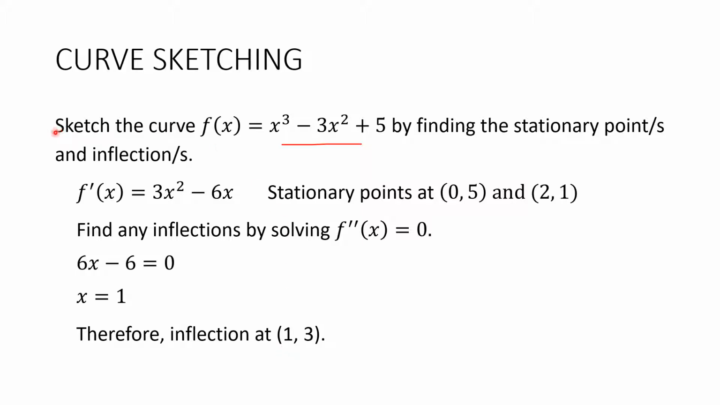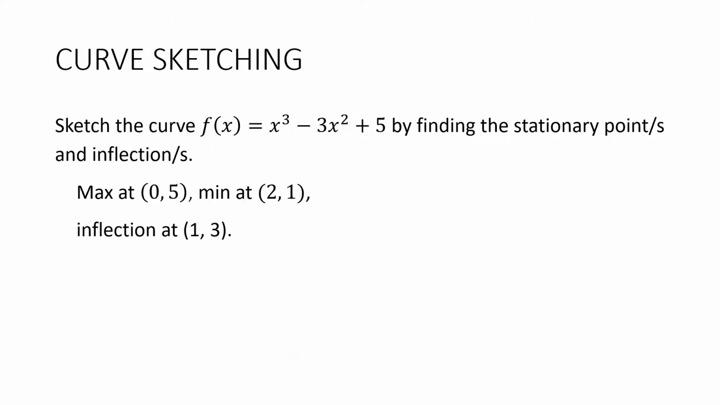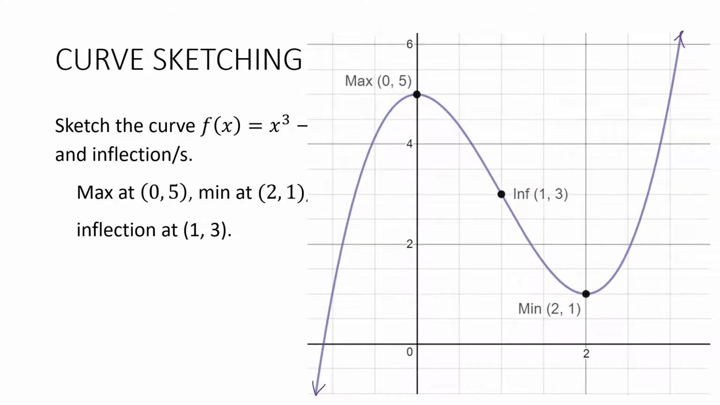Now we have to finish this off and sketch the curve. So there's our information. Here's our curve here. So you can see that we have our maximum at (0, 5), our inflection at (1, 3), and our minimum at (2, 1). And you can also see how I have labelled them.